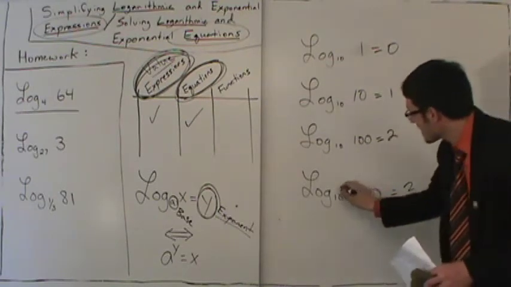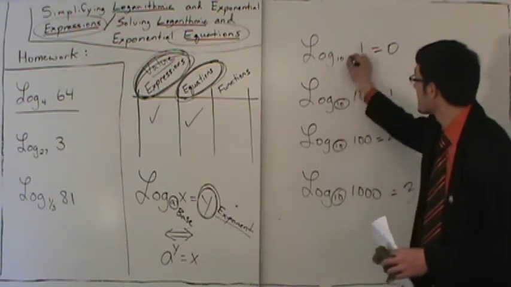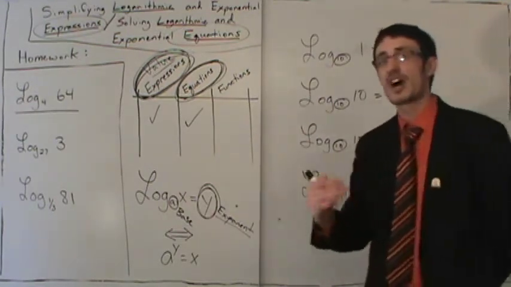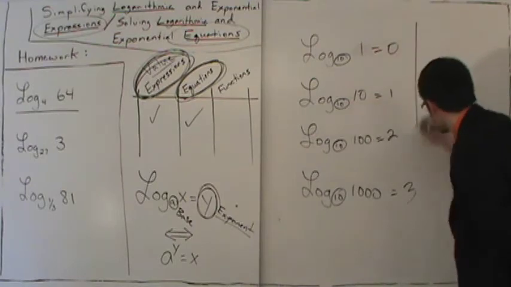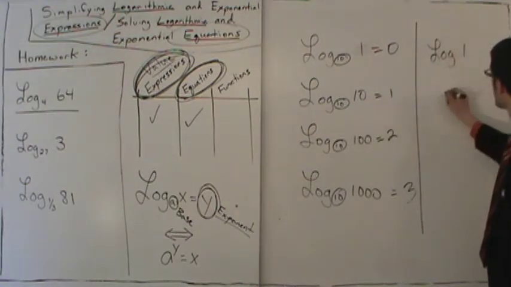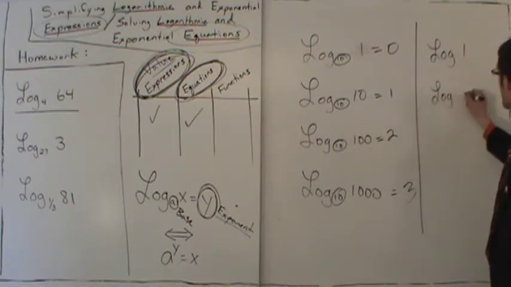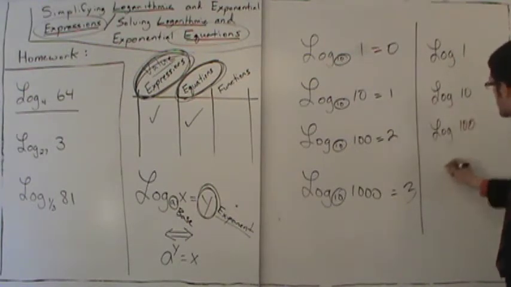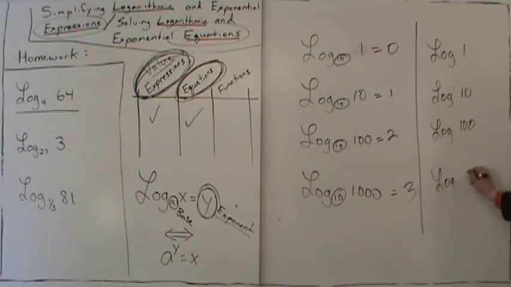Notice you have base 10, base 10, base 10, base 10. When we have a base 10, it's convention not to write the base. So let's look at another way of writing this. We can just write log of 1, log of 10, log of 100, and log of 1,000.